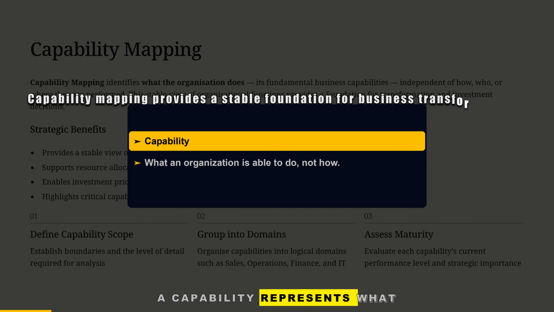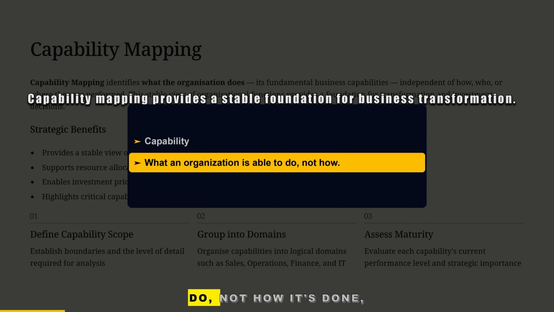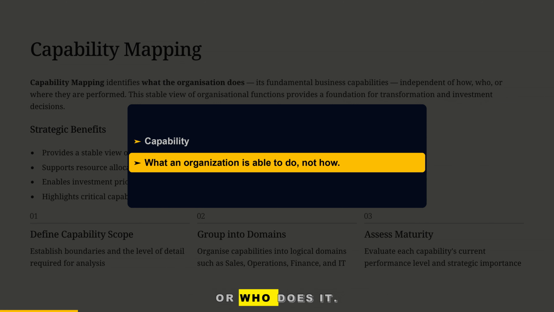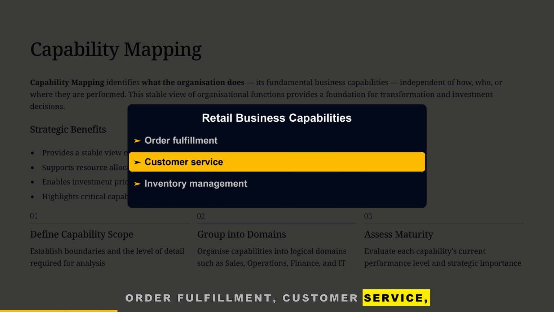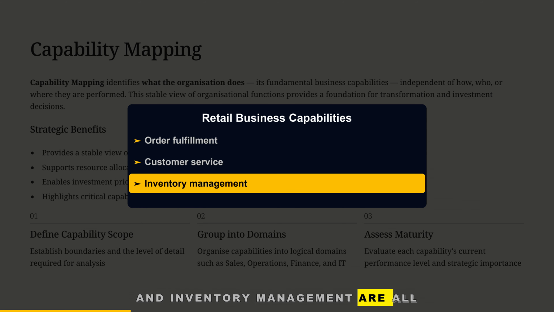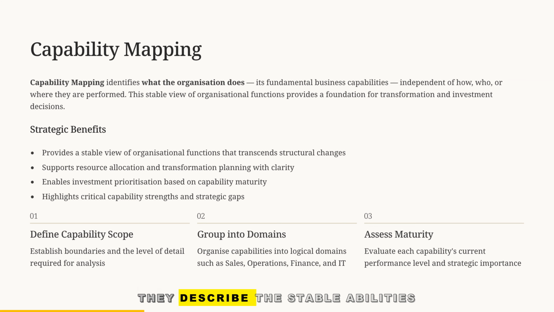A capability represents what an organization is able to do, not how it's done, or who does it. For instance, in a retail business, order fulfillment, customer service, and inventory management are all capabilities. They describe the stable abilities the business relies on to deliver value, even if technology or teams change.